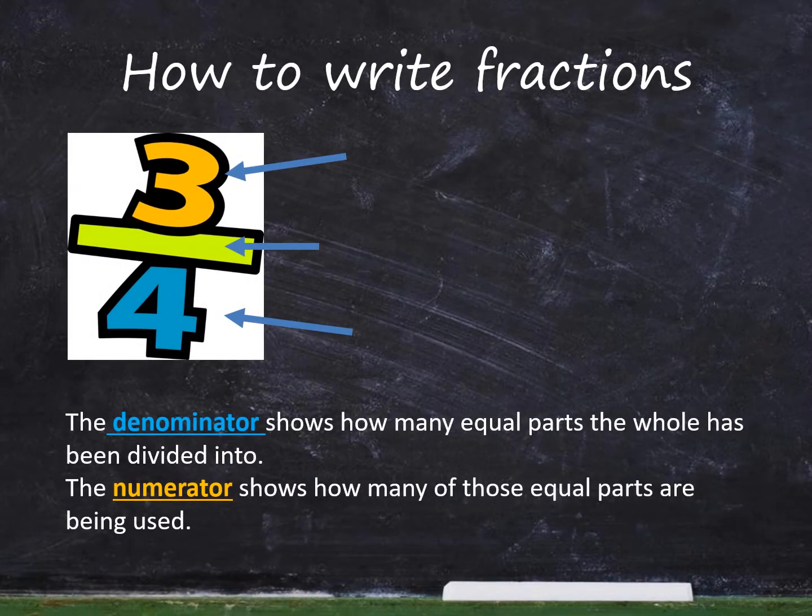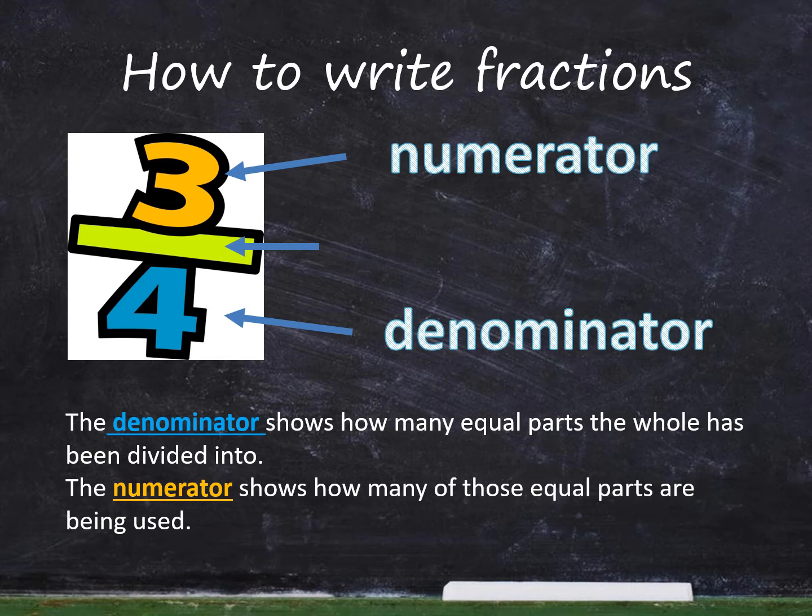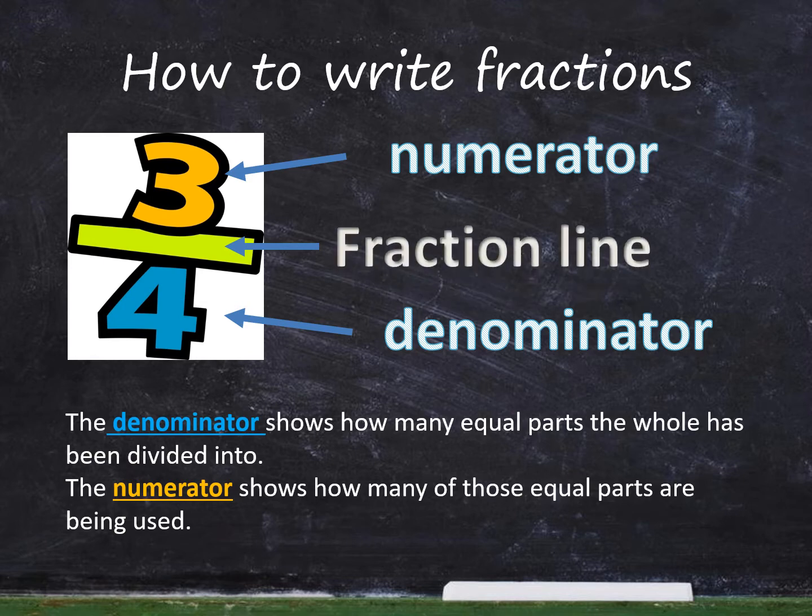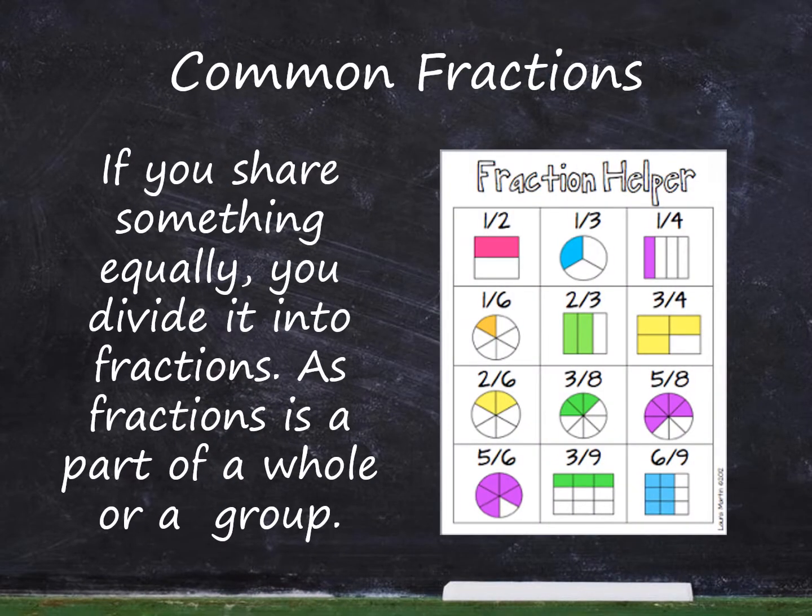Okay, how to write fractions. First things first, the numerator. The numerator shows how many of those equal parts are being used. The denominator shows how many equal parts the whole has been divided into. Those two are then separated by a fraction line. Common fraction: if you share something equally, you divide it into fractions, as a fraction is part of a whole or a group.